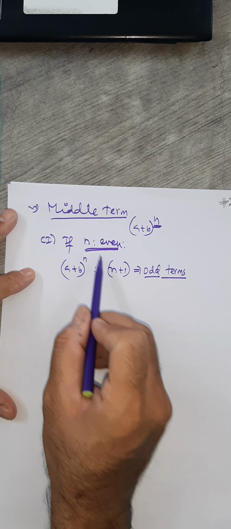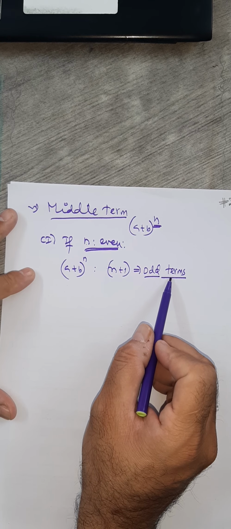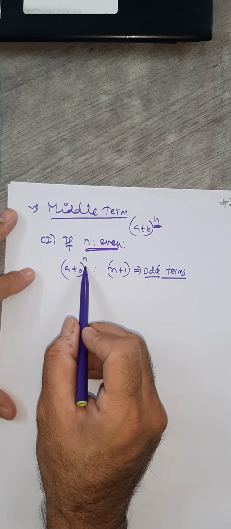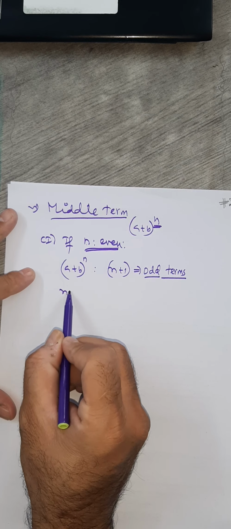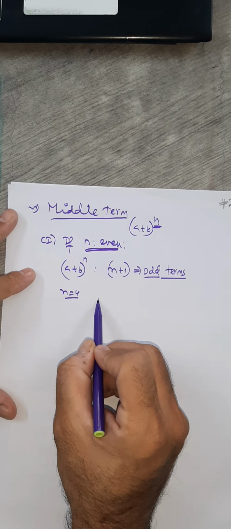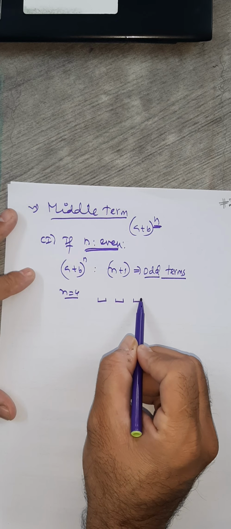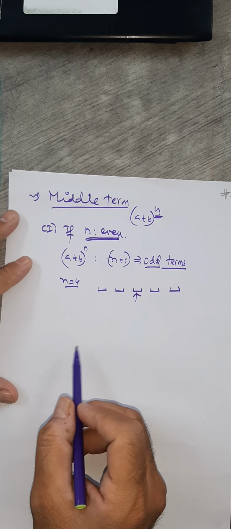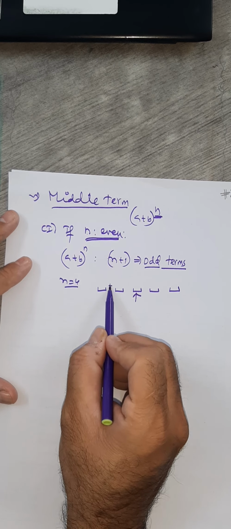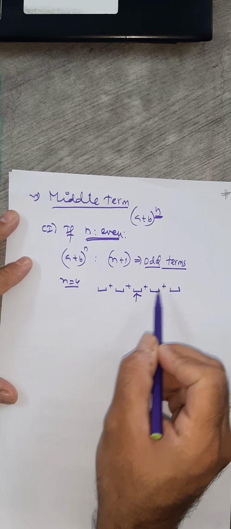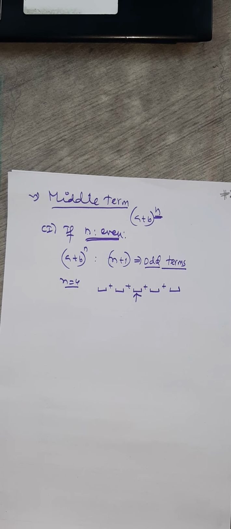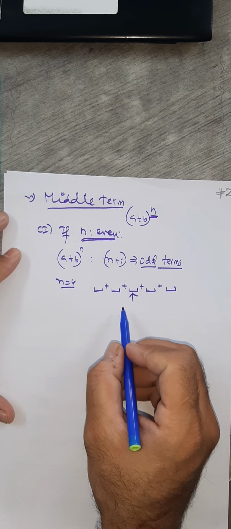So if n is 2, then there will be 3 terms. Getting me? If n is, for example, 4, then there will be how many terms? 5 terms. If n equals 4, then there will be 5 terms: 1, 2, 3, 4 and 5. So this will be the middle term. This plus this plus this plus this plus this. How many terms? 5 terms, because n plus 1 is the number of terms. So this is the middle term.